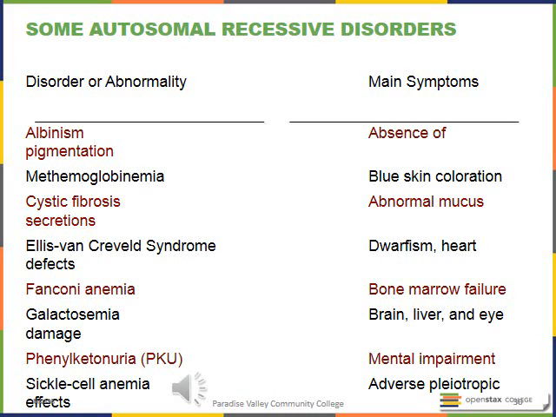Sickle cell anemia. This is another one that I learned something new about. We often, as Americans, understand this one to be an affliction of African American people. And again, not all African Americans have this. If they have it, it's a genetic disorder, just like this is showing you. It's an autosomal recessive disorder. And it says adverse pleiotropic effects, and so that means that it's going to affect many body systems, and there's too many to list.